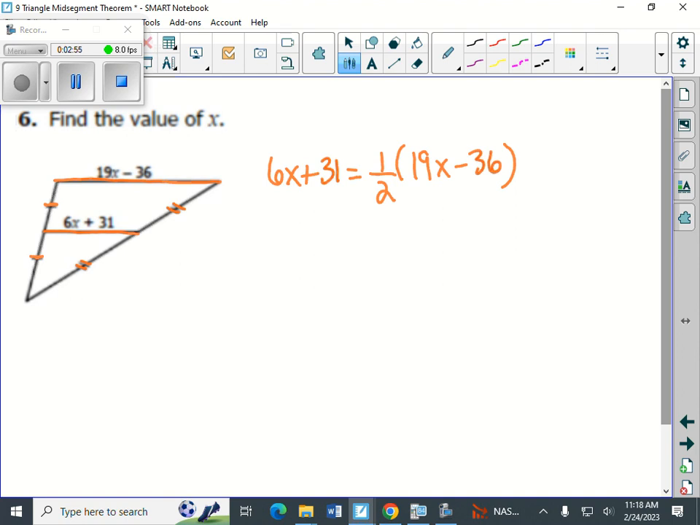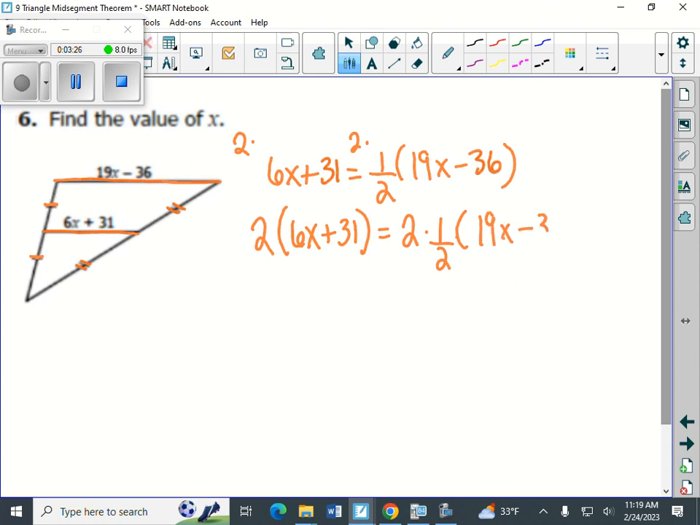And just like the previous problem, it's probably a little bit easier to get rid of the fraction now rather than later. So that means that we look at the denominator, the bottom of the fraction, and we're going to multiply this side by 2, which means that we multiply this side by 2 here. And I'm just going to show a little bit more work here. So this is going to be 2 times 6x plus 31 equals 2 times 1/2 times 19x minus 36.